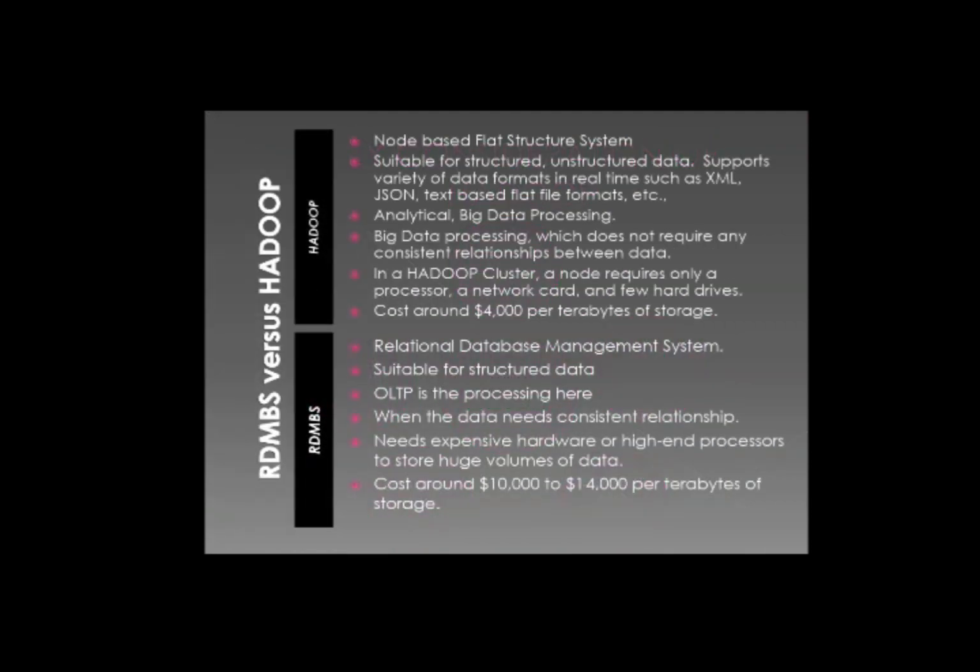Hadoop versus RDBMS. Hadoop is a node-based flat structure system, suitable for structured and unstructured data. It supports a variety of data formats in real time, such as XML, JSON, text-based flat file formats, etc. It is used for analytical big data processing, which does not require any consideration of relationships between data. In a Hadoop cluster, a node requires only a processor, a network card, and a few hard drives. It costs around $4,000 per terabyte of storage.